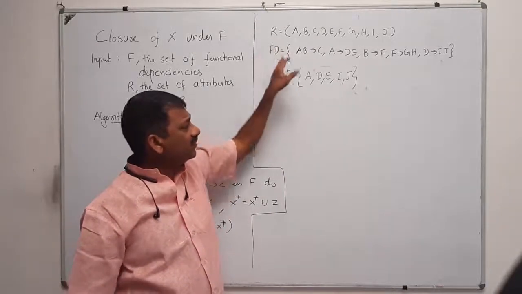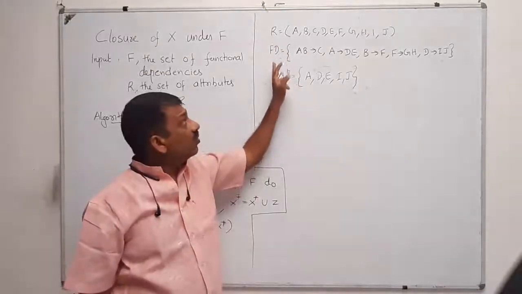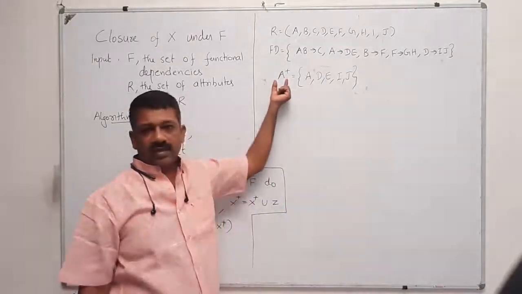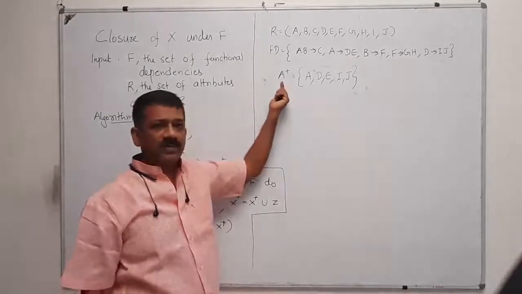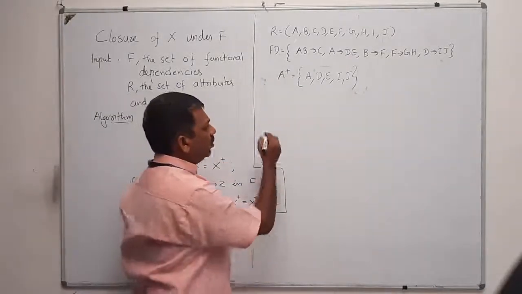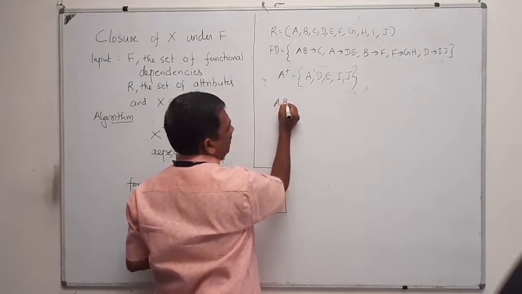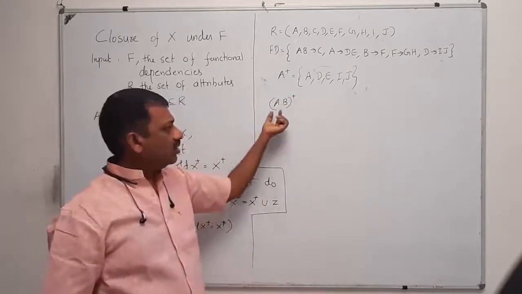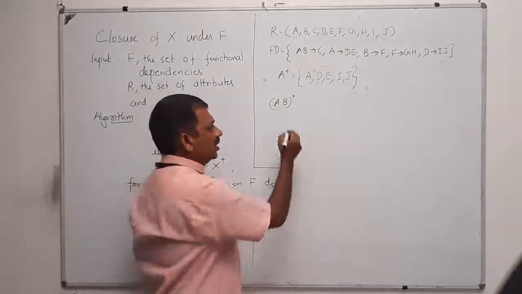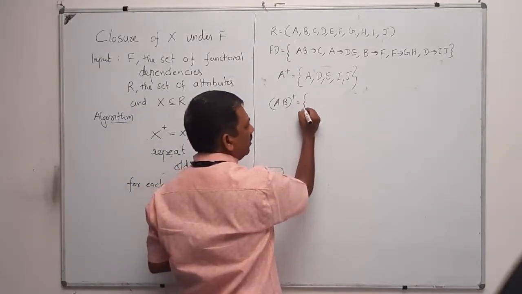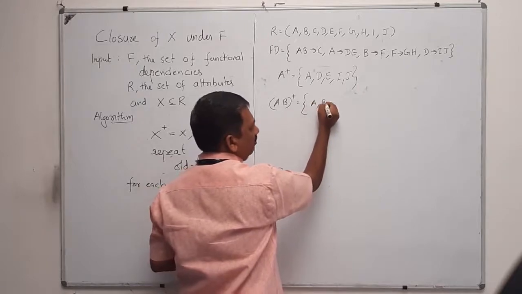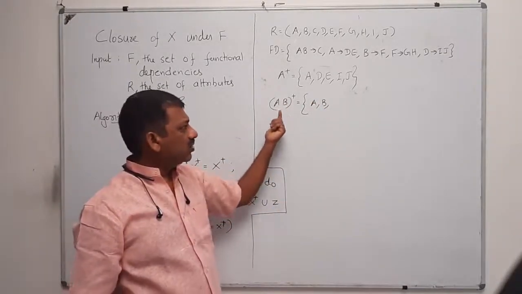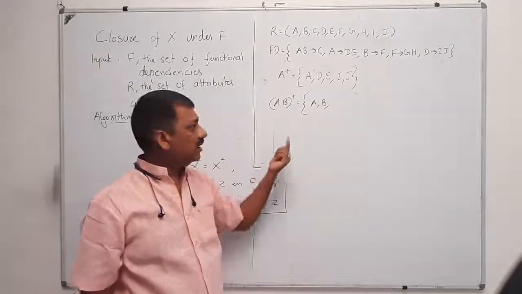So if A has to be the primary key, all attributes have to be reached from this A. Now I am going to check AB plus. That means the closure of A and B together. Definitely AB closure includes A, B. That is trivial.